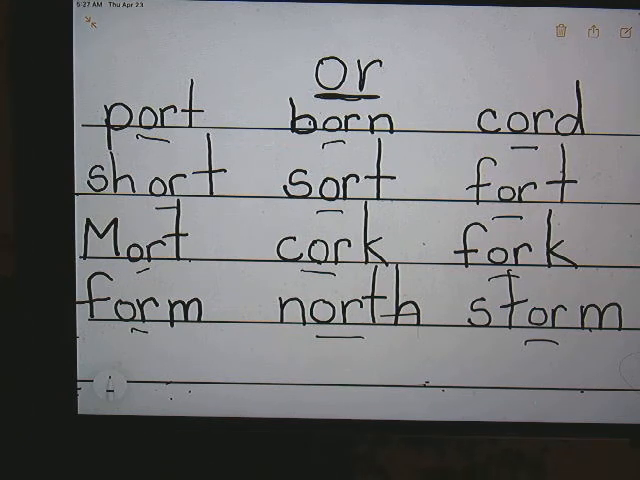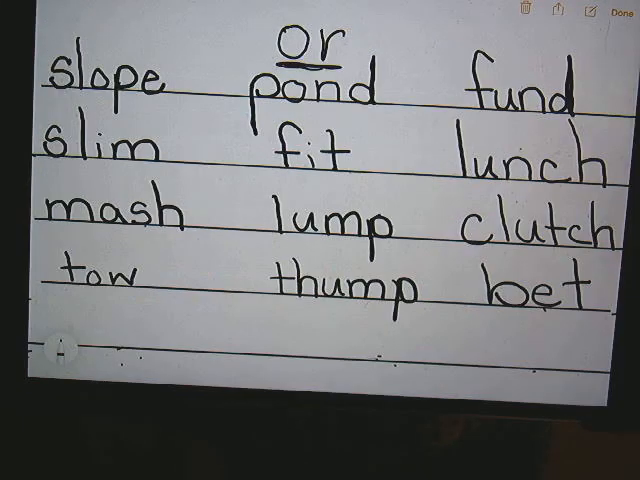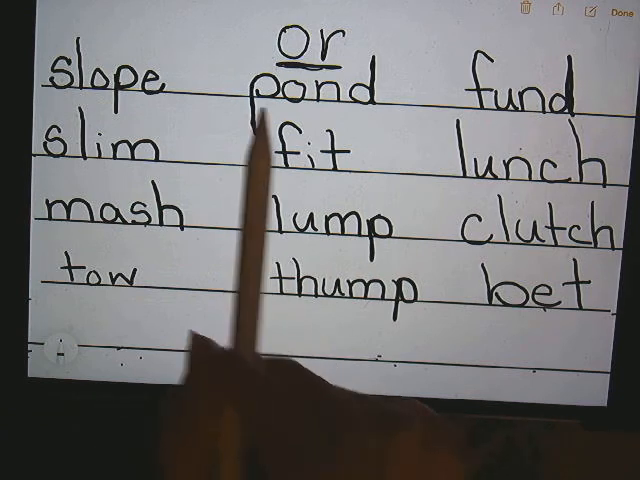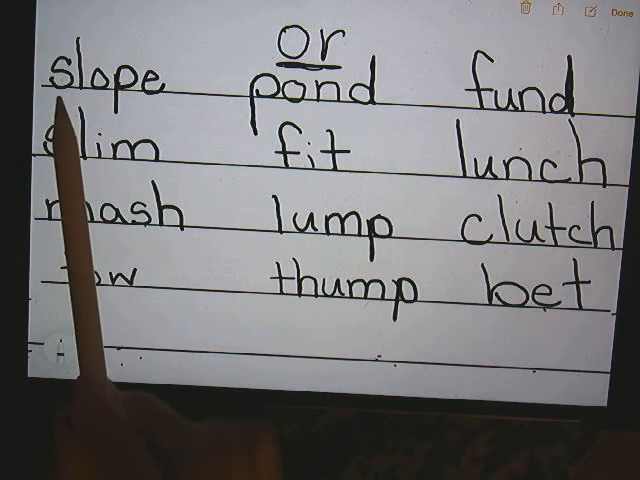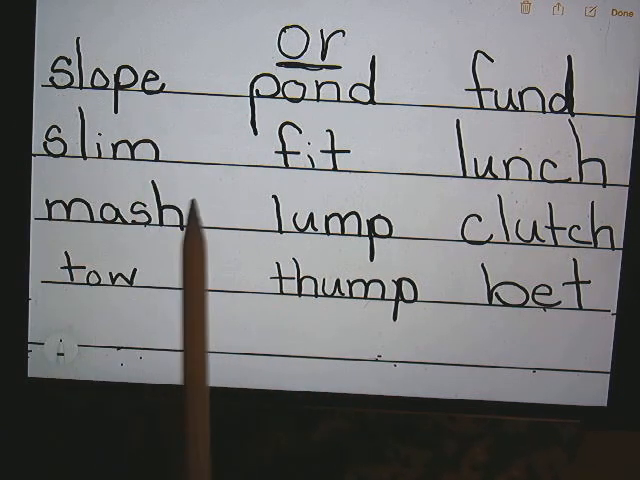All right, guys, the next thing we're going to do is the automatic word recognition. So again, we're going to be doing that with fluency. All right, we're going over the automatic words. Let's start.